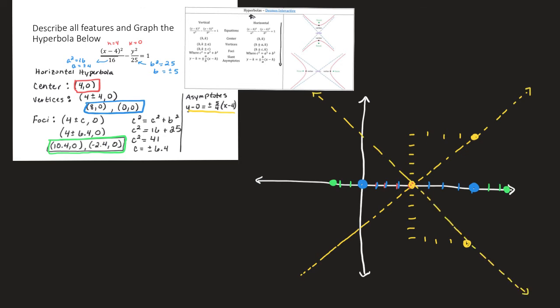Okay, once you have your asymptotes, your hyperbola is going to start at your vertices, wrapping around the focus. We're going to approach the slant asymptotes but never touch them. So again, wrapping around the focus and approaching but never touching our slant asymptotes. Okay, that's it for graphing a hyperbola. I'll give you an example for you to try on your own.